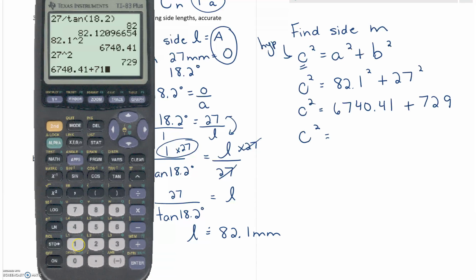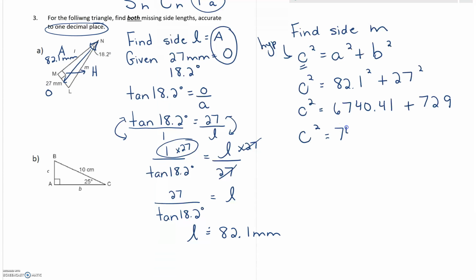6,740.41 plus 729. So if you just add that on your calculator, it gives you 7,469.41. If you look at this triangle, there's no possible way that side M could be in the 7,000s. You have side lowercase n, that is 27 millimeters, and the other side is 82.1 millimeters. So to have another side that's 7,000 would not make any sense.